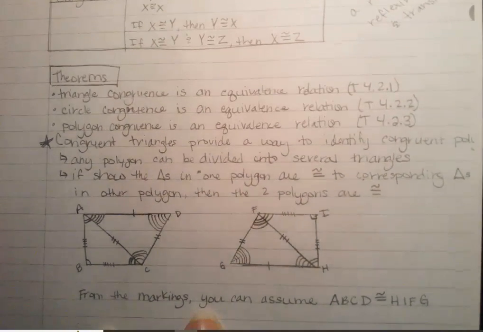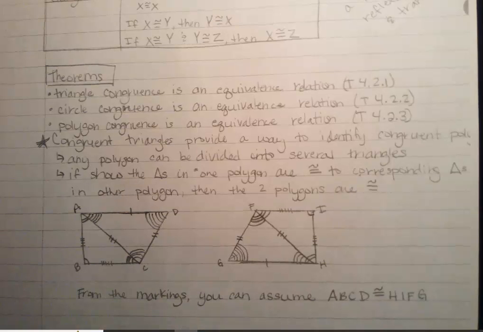Okay, so some theorems for this lesson. We have triangle congruence is an equivalence relation. Circle congruence is an equivalence relation. So they all have symmetric, reflexive, and transitive properties. Polygon congruence is an equivalence relation. It gets a little redundant here, doesn't it? So these are not some of your more important theorems.